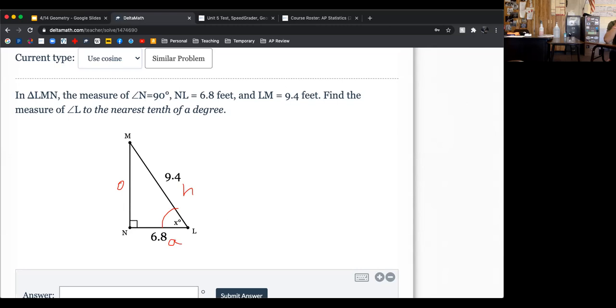Nothing has changed. I'm still approaching this exactly the same way. The next thing I want to do is figure out which trig ratio makes the most sense to use. And I still want to do this the same way. They tell me what the hypotenuse is, and they tell me what the adjacent side is. I know nothing about the opposite, so I can ignore it. Based on this, which trig ratio makes the most sense to use? Sine, cosine, or tangent?